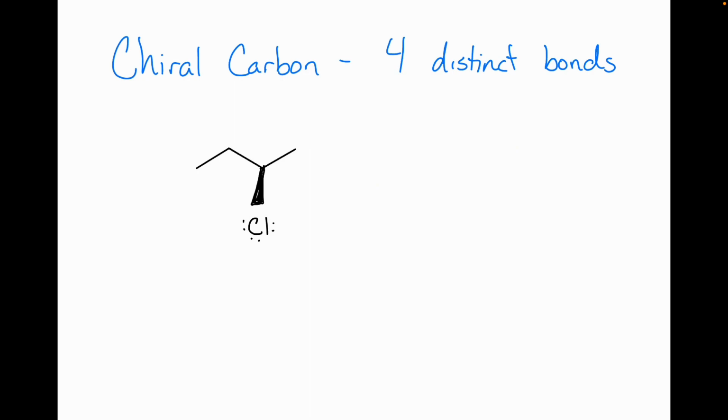this carbon is a chiral carbon because on one side it's got an ethyl group. The other side is only 1 carbon long, so it's a methyl group. It's got this chlorine here, which we don't know how to name yet, but we call it a chloro group. And then implied, sticking in the back, is that hydrogen. All right, 4 distinct bonds.